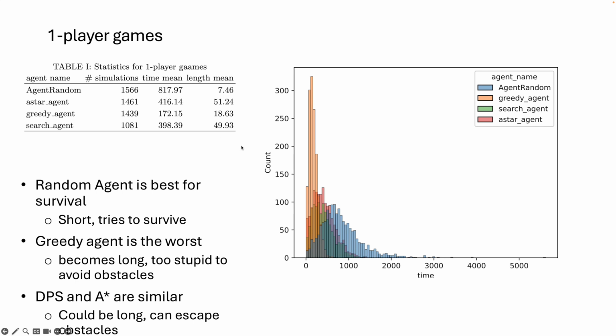If we consider time as a metric, living time, the random agent is best for survival, which is not surprising since the only top goal that this agent pursues is survival. The greedy agent is the worst, and the reason is that it becomes longer since it hunts for apples, but it is too stupid to avoid obstacles for a long time. And finally, our two search agents, depth first search and A star, are similar; they can be long and they can escape the obstacles.